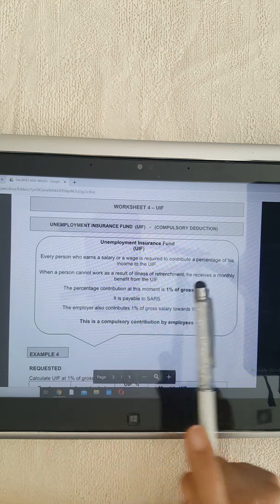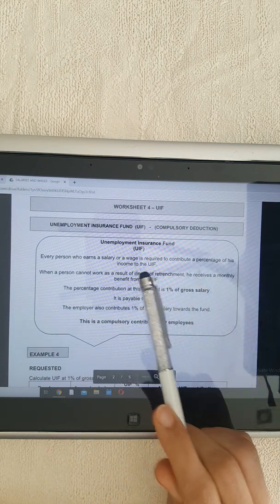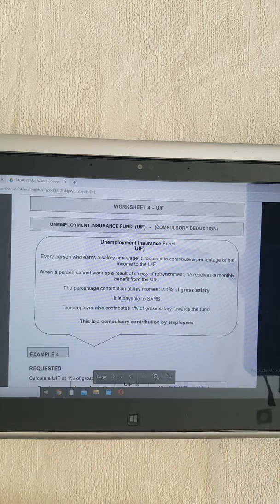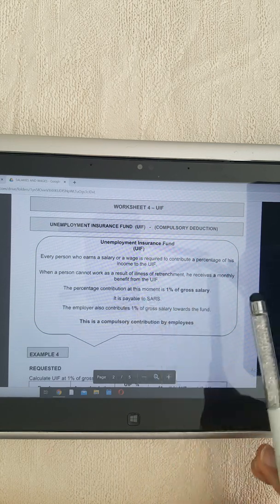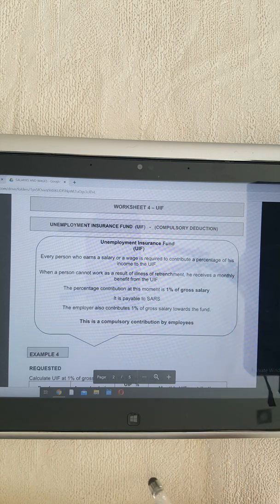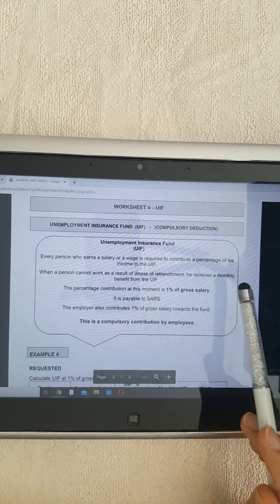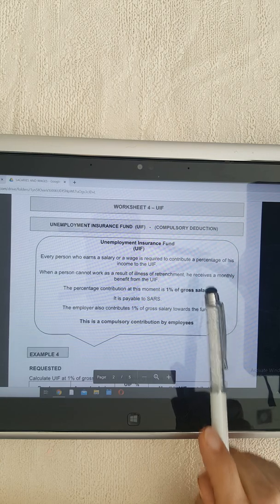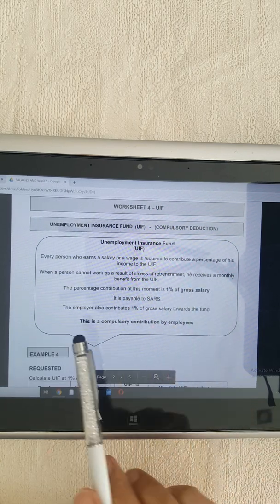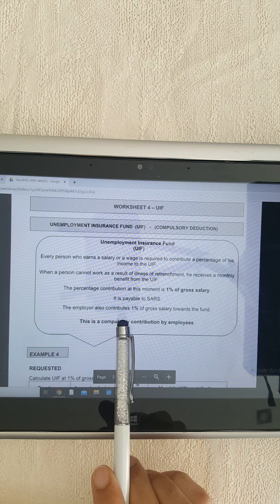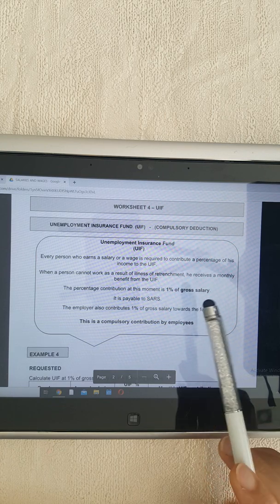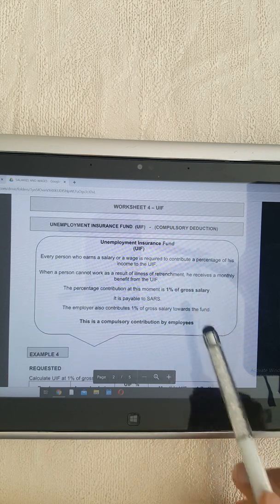Every person who earns a salary is required to pay a percentage of income to the UIF. It's compulsory, right? When a person cannot work as a result of illness or retrenchment, he receives a monthly benefit from the UIF. So if you're ill and you go to UIF, or if you lose your job, you're allowed to go to them, and they give you a benefit until you find a job or until you get better. They give you a monthly payment of your salary that you receive from them. So it's an insurance policy. Okay, so the percentage contribution at this moment is 1% of your gross salary, 1% per annum. So every year you have to pay 1% of your gross salary, right?